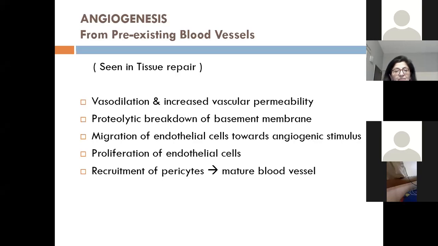And these endothelial cells then proliferate, and there is recruitment of pericytes around them, and the mature blood vessel is formed. So it is from the pre-existing blood vessels, breaking down of the basement membrane, proliferation and migration of the endothelial cells as sprouting, and then formation of mature blood vessels by recruitment of pericytes.